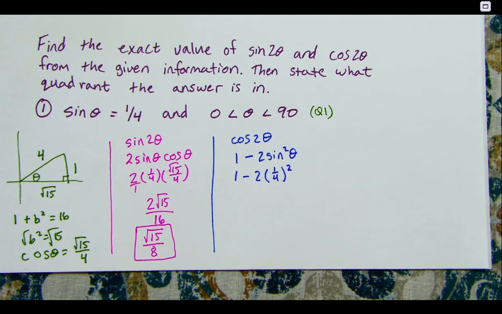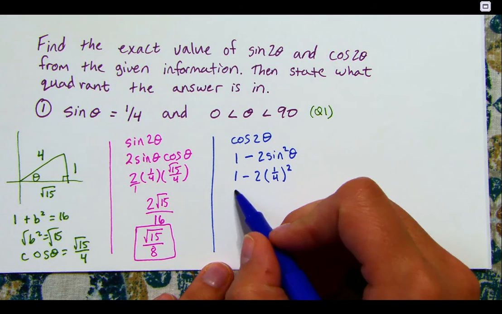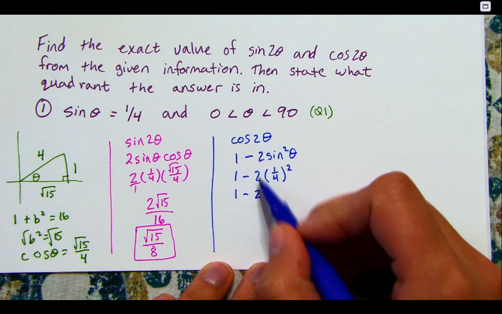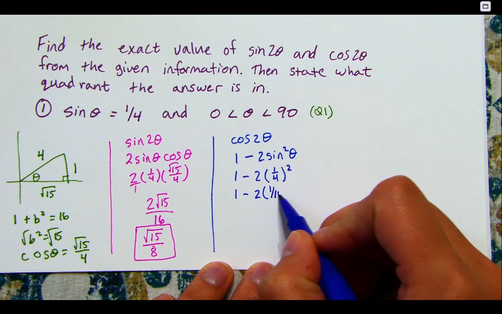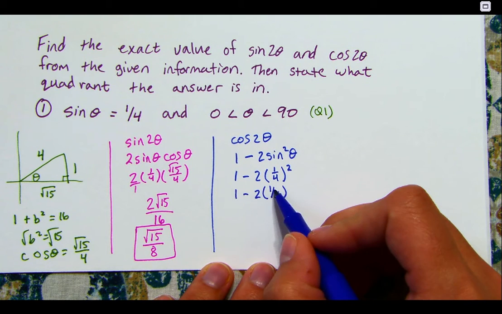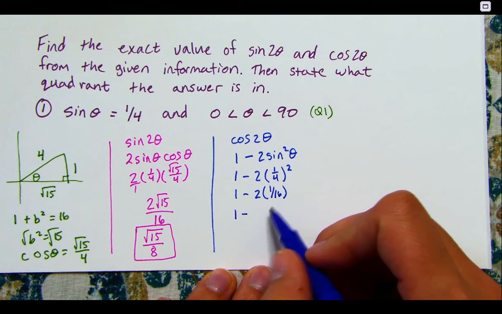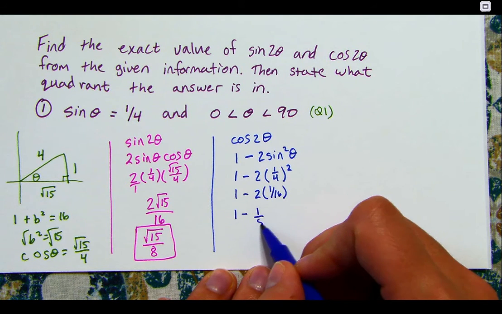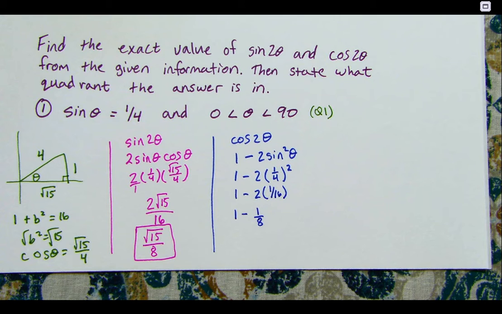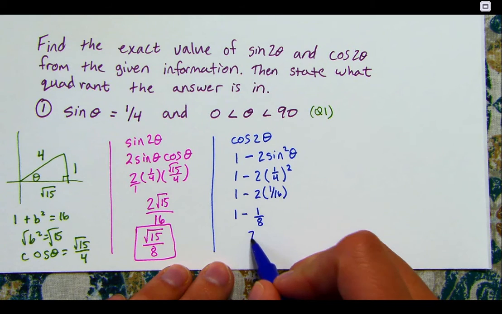So again, at this point, if you want, you can just type that all into your calculator, or you can keep simplifying by hand. So this would be 1/16. And then if I multiply the 2 in, that's 2/16, which is going to reduce to 1/8. And then 1 minus 1/8 is going to be 7/8.